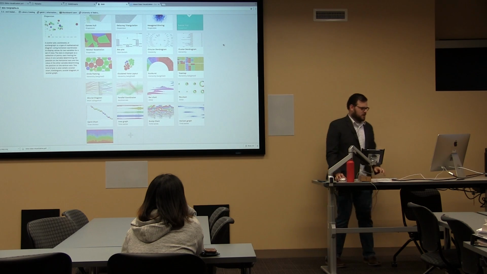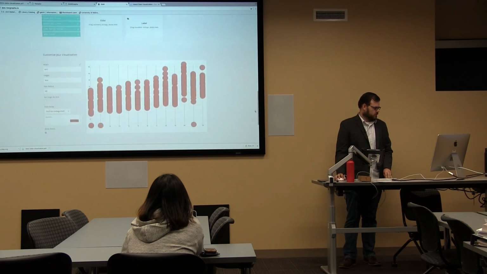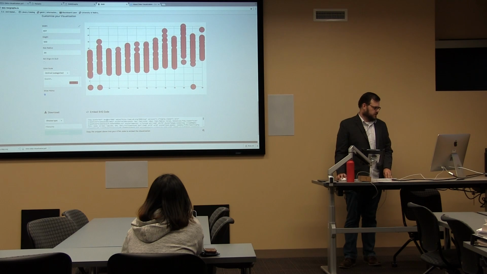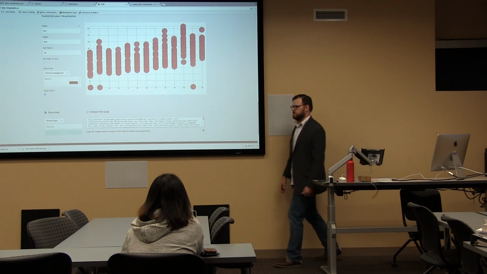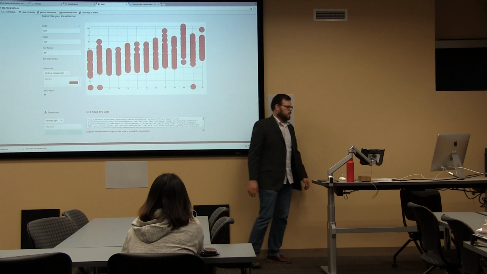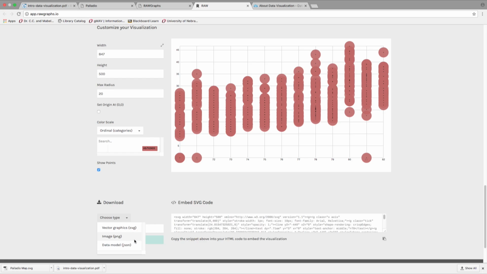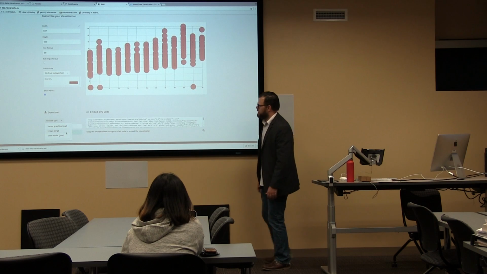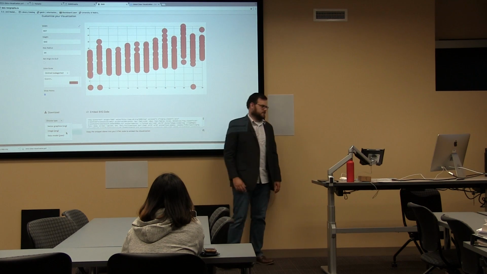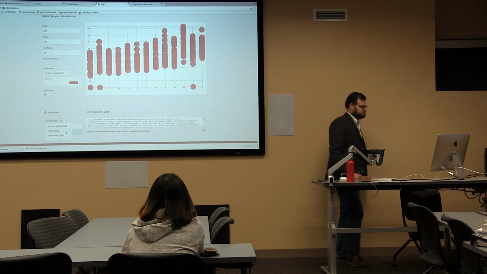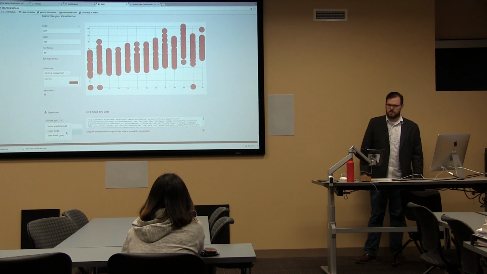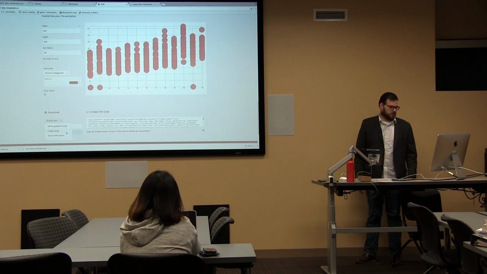Raw, I think, does a better job of getting things out, if I remember right. Yep, so you can either embed it, so it'll give you the full SVG code, so you can throw it on a website if you want to. But you can also download different types, including SVG, PNG, image file, and the data model itself. Yeah, so some different ways that you can get that out and take it with you.